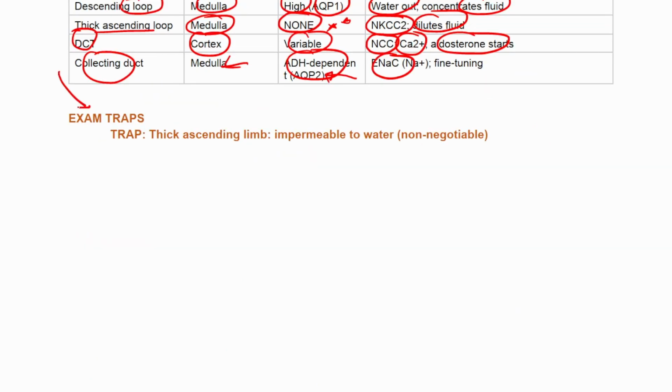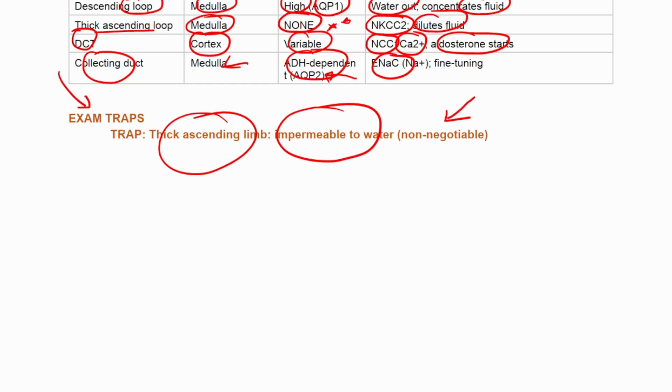Now coming to exam traps again. Pay critical attention here. The most heavily tested non-negotiable rule on medical admissions exams concerns the permeability of the thick ascending limb. Examiners will constantly use distractors to make you believe that the thick ascending limb is permeable to water or that ADH controls it. You must remember this absolute truth. The thick ascending limb is completely impermeable to water under all physiological conditions. That's why it's written non-negotiable. Do not confuse this segment with the descending limb or the collecting duct.